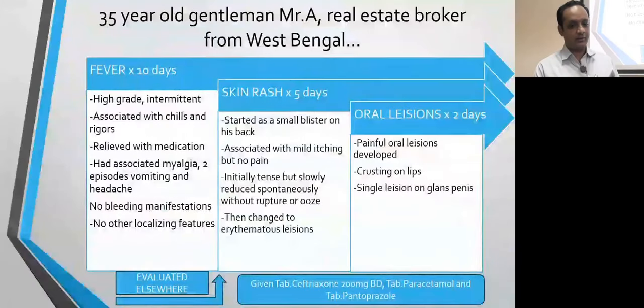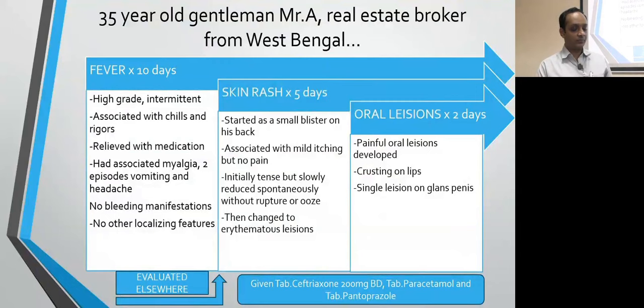So this is a 35-year-old gentleman, Mr. A, who's a real estate broker from West Bengal. He presented with high-grade intermittent fever for 10 days. It was associated with chills and rigors, relieved with medication, that's paracetamol. He also had associated myalgia, two episodes of non-bilious, non-blood-stained, non-projectile vomiting, and non-specific headache. He had no bleeding manifestations, no other localizing features.